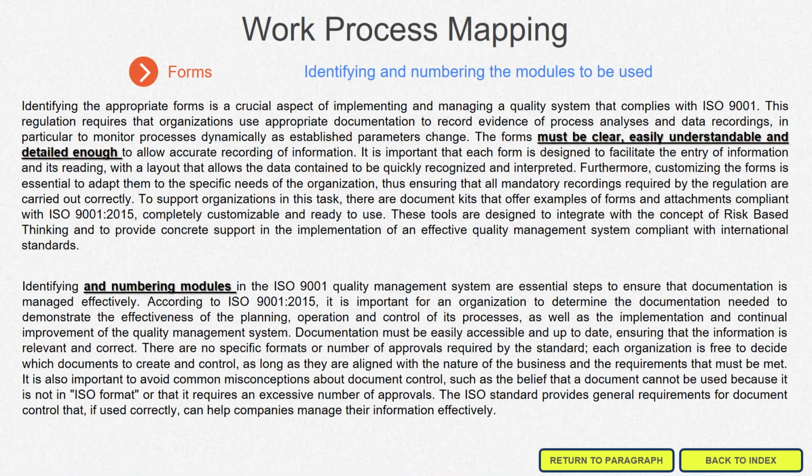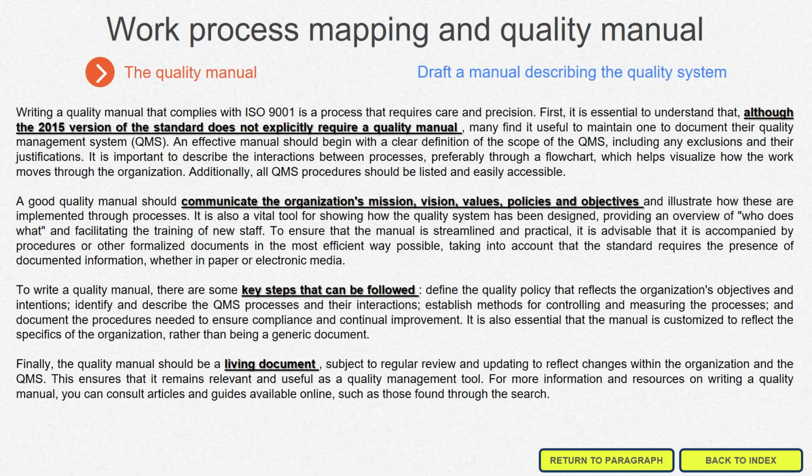Identify and number forms for process analysis and data recording. Forms must be clear and adaptable to the organization's needs, supporting risk-based thinking and effective document management in line with ISO 9001:2015. Draft a manual describing the quality system. While not explicitly required by ISO 9001:2015, it is useful for documenting your QMS. Define the scope, process interactions, and list procedures. The manual should reflect your organization's specifics and be regularly updated.